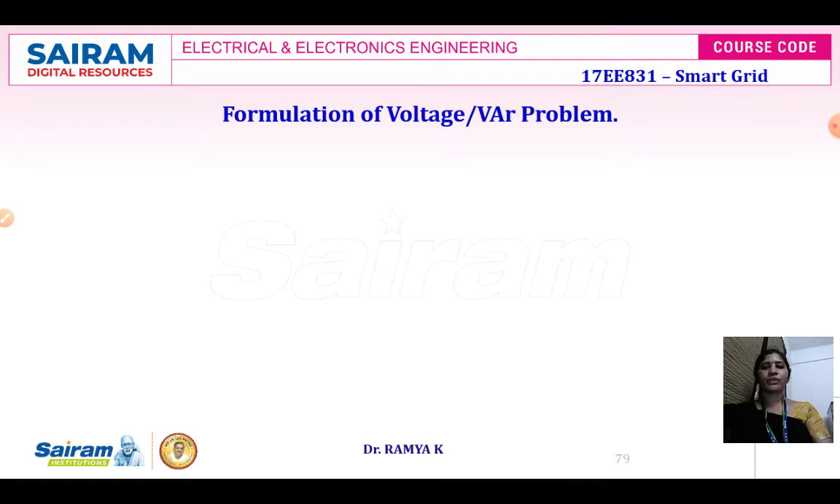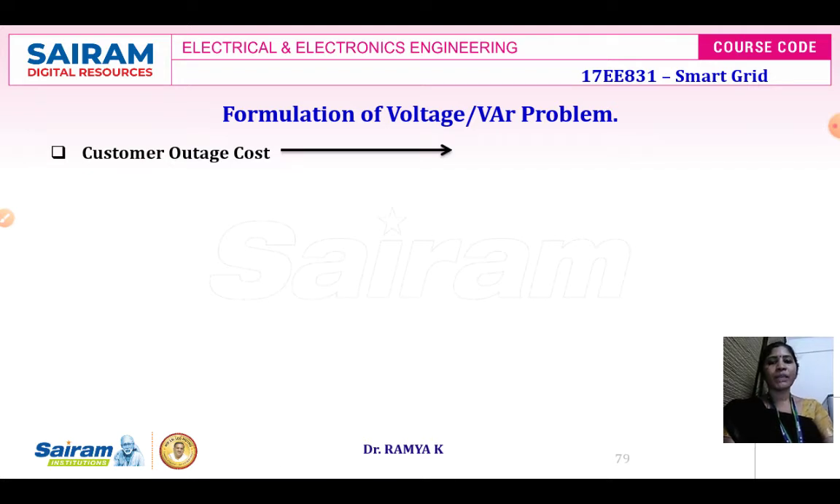Next one is going to be your formulation of the voltage VAR problem. So the first one is going to be your customer outage problem. Here why we want to focus is that there are real power consumption and reactive power consumption. So when you are considering the reactive power consumption, whether it is consuming real power, capacitive load or inductive load, that should be taken into account. If it is going to consume capacitive reactive power, then the cost of paying the EB bill, that tariff, will be more. Therefore the customer outage cost should be minimum.